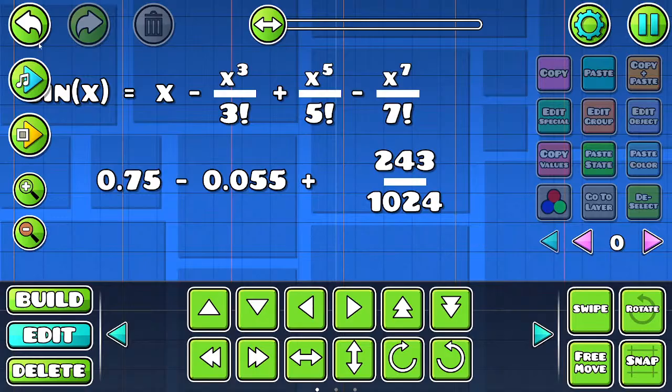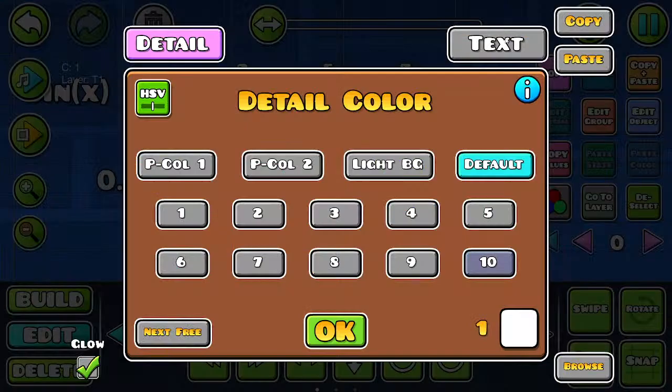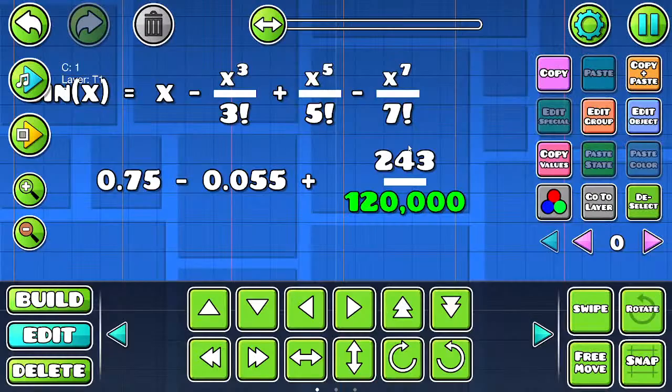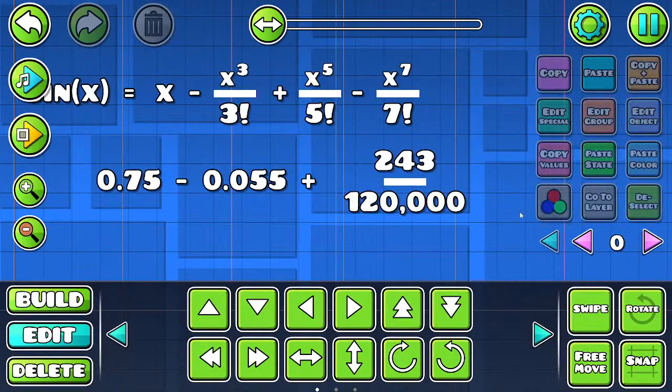Wait. Okay. I have to multiply by... I'm gonna do 1,024 times 120. It's about 120... no, not 120,000. Holy moly, that's quite big.